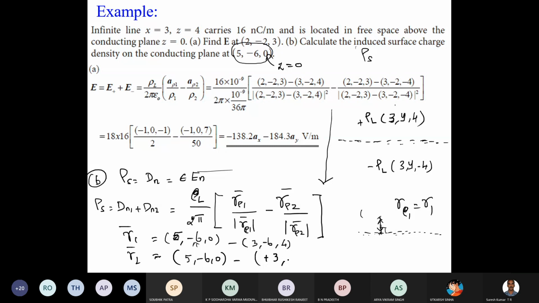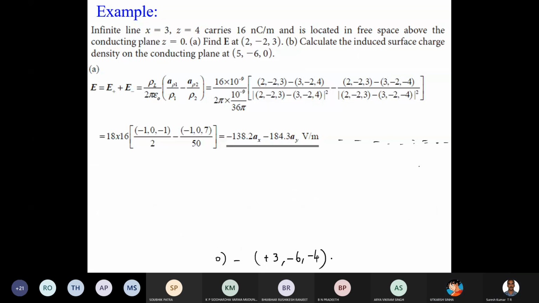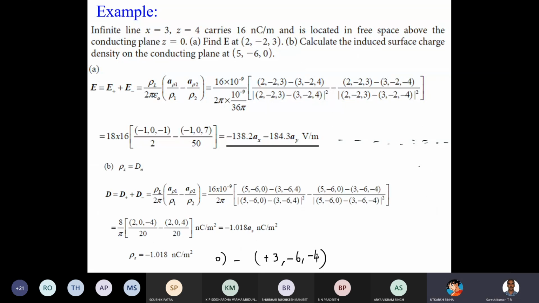So minus 6 comma minus 4. Yeah, exactly. That's all. Okay, so if you calculate, you will get this answer. Maybe you can cross check. So the point here to note down is this.